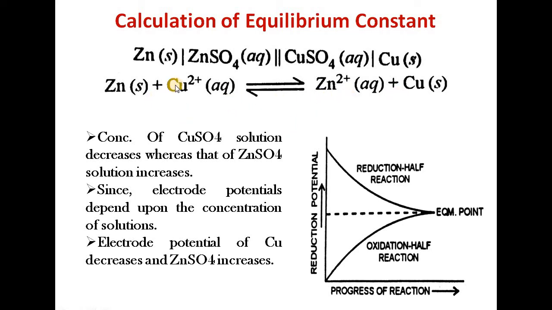Now what is happening in this cell with time? As time progresses, the concentration of copper sulfate solution decreases, whereas the concentration of zinc sulfate solution increases. How?